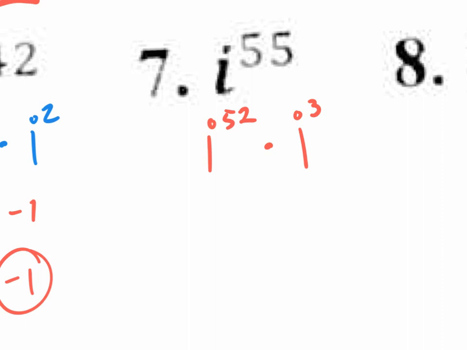So do we understand what I did here? Like why did I change 55 to 52 and 3? Because this is divisible by 4, right? And if it's divisible by 4, what does this equal? That's just 1. This guy right here is just 1. So what's 1 times i to the third? Well, we need to think about i to the third. That's really i to the second, which is negative 1 times another i. So what's your answer there? Negative i.